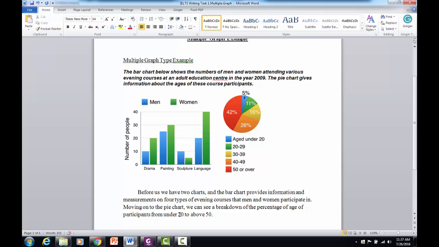So, like I told you, the only time I get into introductions that are composed of two sentences is when we have two different graphs or two charts to look at, like in this situation. But that is our basic introduction that we can do. As you can see, I wrote one sentence describing the bar chart and another sentence describing the pie chart. All right, and so there we go.